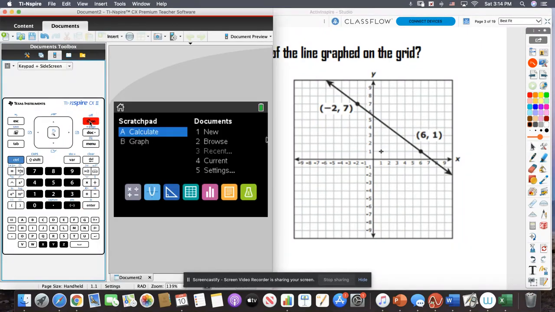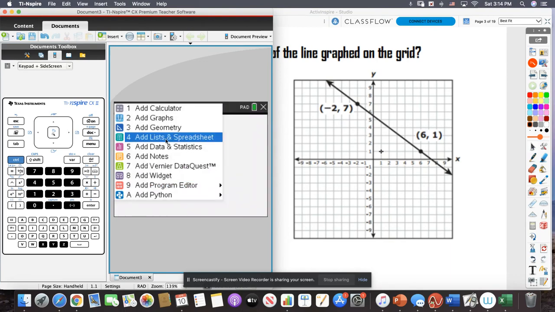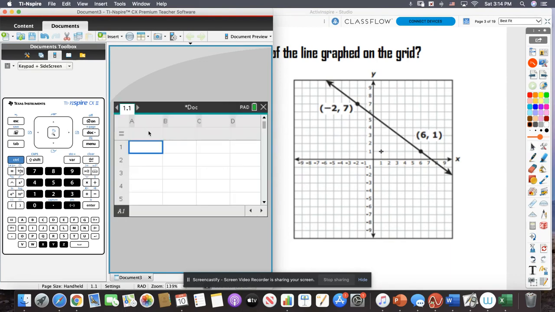So again, home, new document, save changes, no. We're starting over, new problem. Add lists and spreadsheets. Come up next to A, I have to type, this is the X column. And then you have to go over here to B and type, this is the Y column. Then you come down and you type your 2 points in. Negative 2 and 7 and 6 and 1.